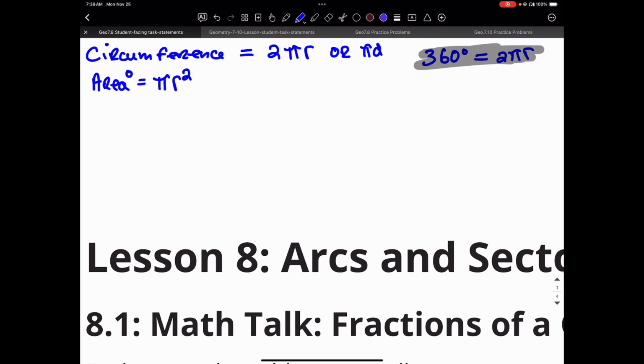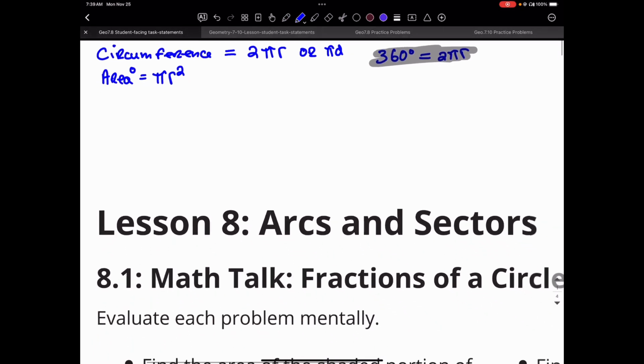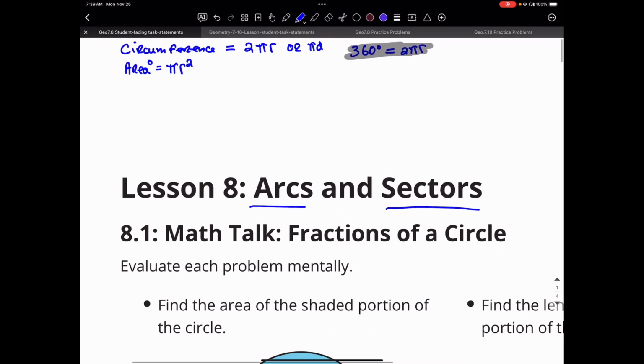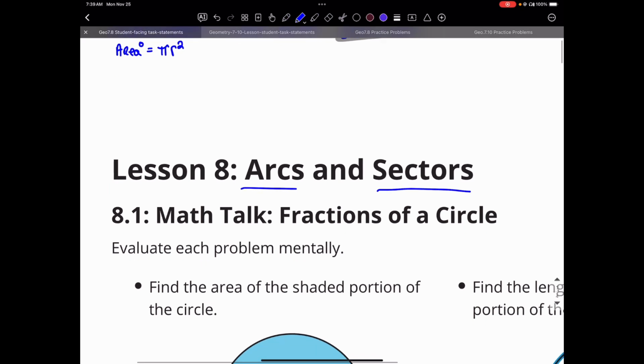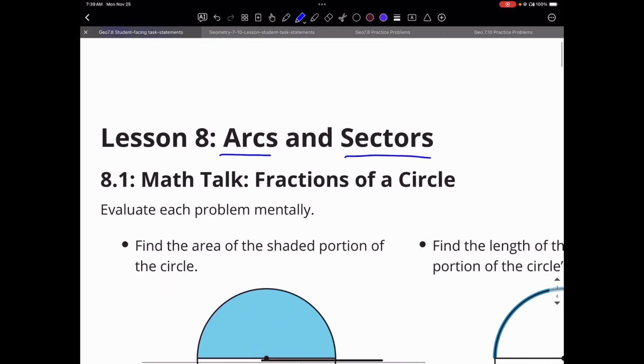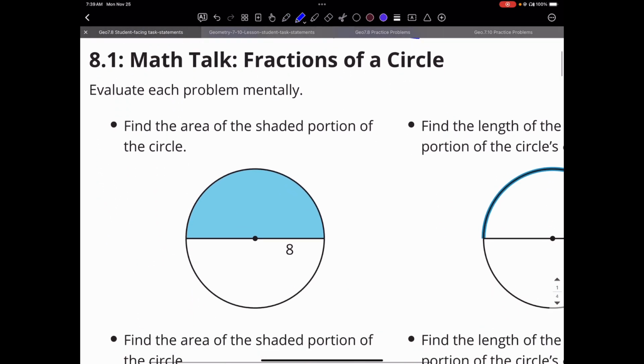Because in this lesson, we're going to be dealing with arcs and sectors. And I think you're going to enjoy this one. I think this is going to be very helpful and it's going to benefit you a lot, especially when it comes time for the LEAP test. Just remember those two things, circumference of a circle and area of a circle.